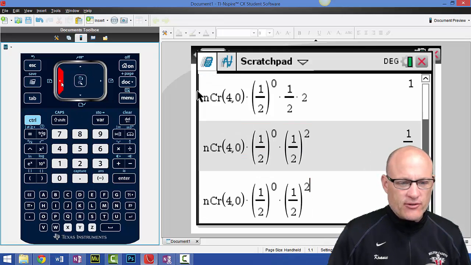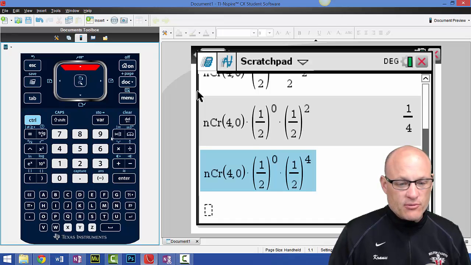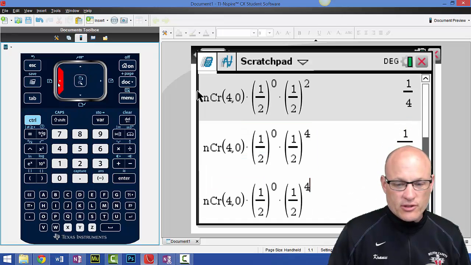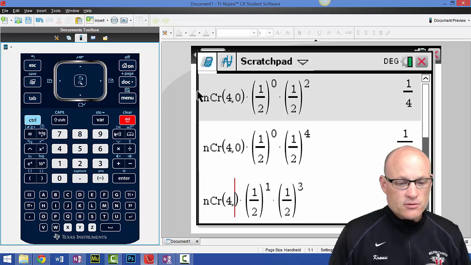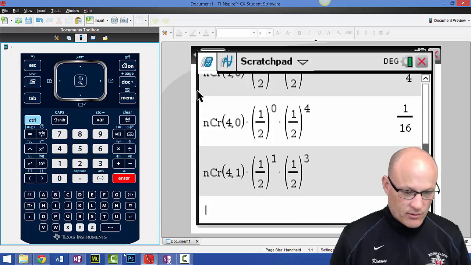So let's change this to a 4, which is what it's supposed to be. 1/16. That's what I was looking for. And then the next one's going to be a 3 and a 1. So let's go over here. Oops, let's change this to a 3. And then change this to a 1. But don't forget, you got to change this to a 1, too. And hit enter, and I get 1/4. Okay, I knew that one was supposed to turn out to be 1/4, not the other one.